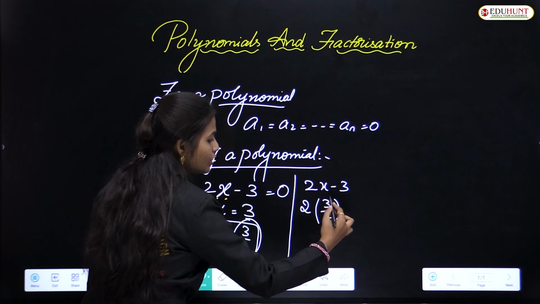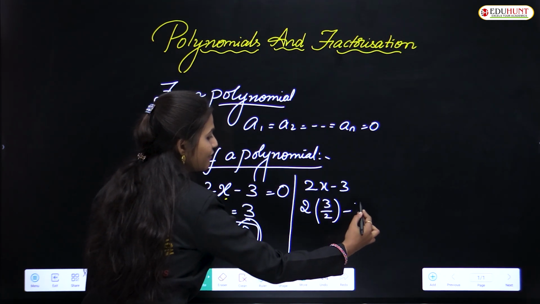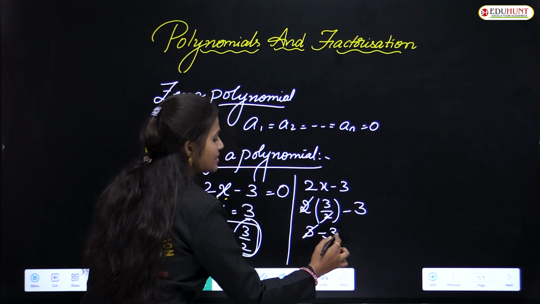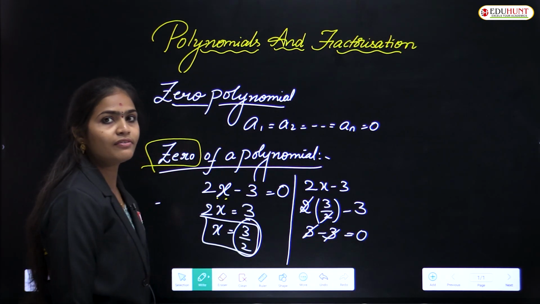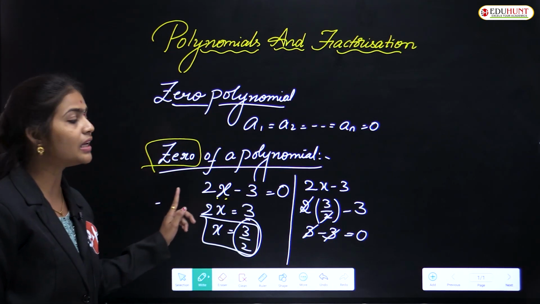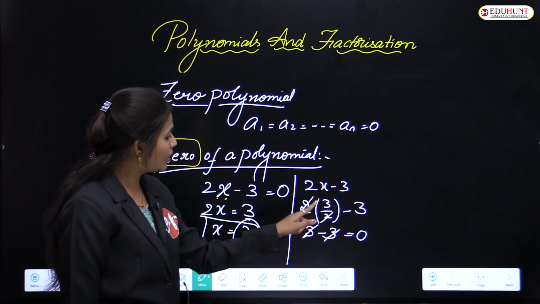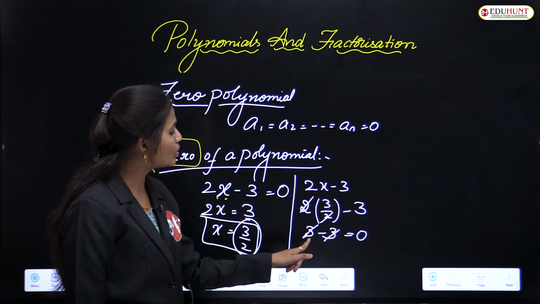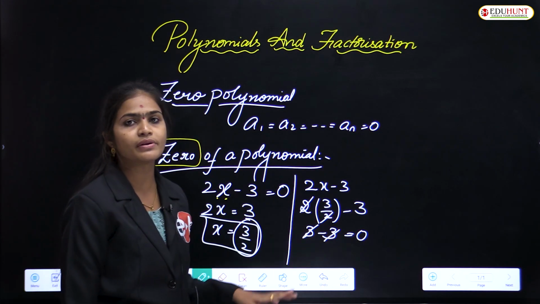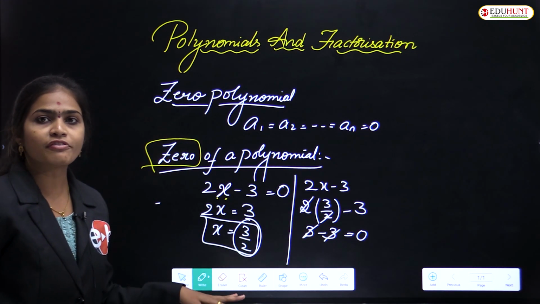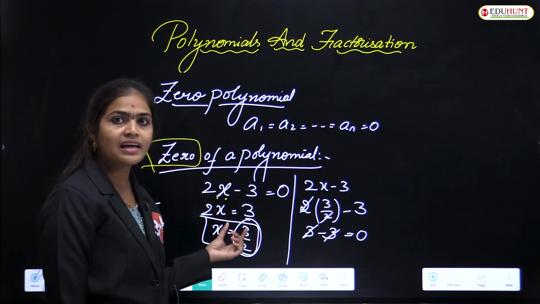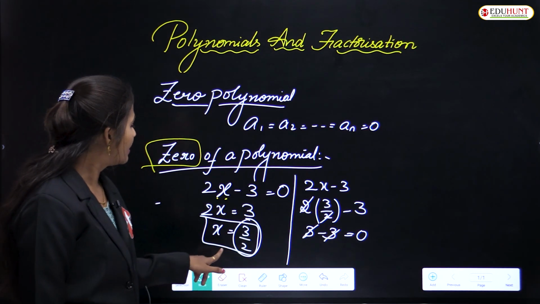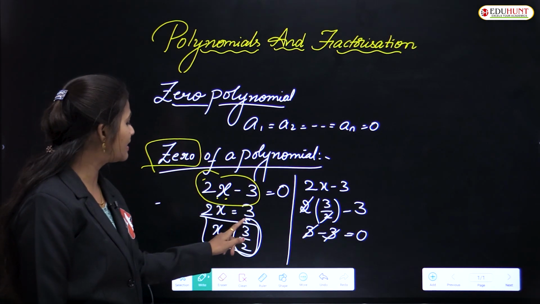After substituting the value of x in the given polynomial, we get the resultant as 0. Then we call that value a zero of the polynomial. Did you understand this one? 2 into 3 by 2, the 2 and 2 get cancelled. After that, 3 minus 3 also gets cancelled, so it is equal to 0. After substituting the value of x here, we are getting the resultant as 0. That's why the zero of this polynomial is 3 by 2.